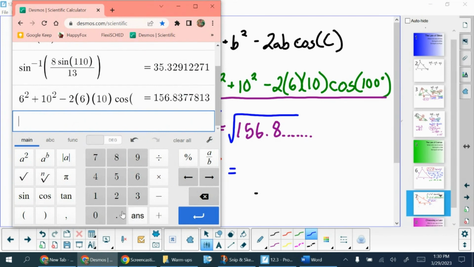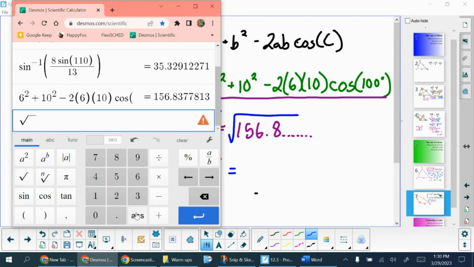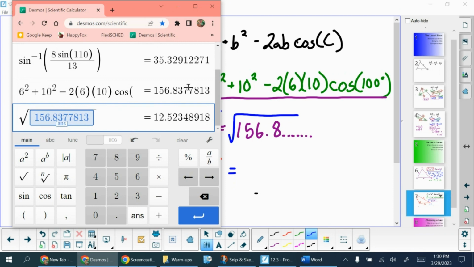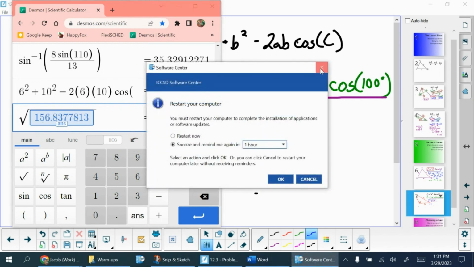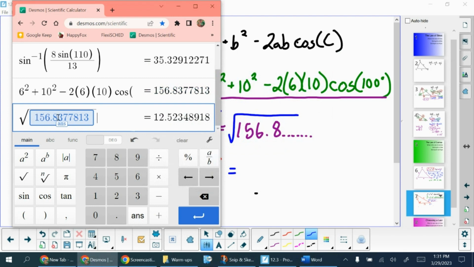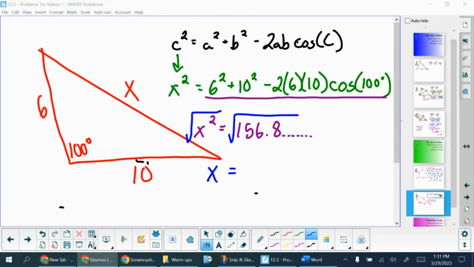So the way I do that is using this answer key right here. So I hit the square root and I hit answer. And what that does is it just plugs my previous answer straight into that square root function so that I don't have to type all those numbers in. It's much better than just typing in 156.8. It's probably not that much different, but it's easier too. Just hit the answer key. You want to get in the habit of doing that kind of stuff. So I get 12.5. That's it.